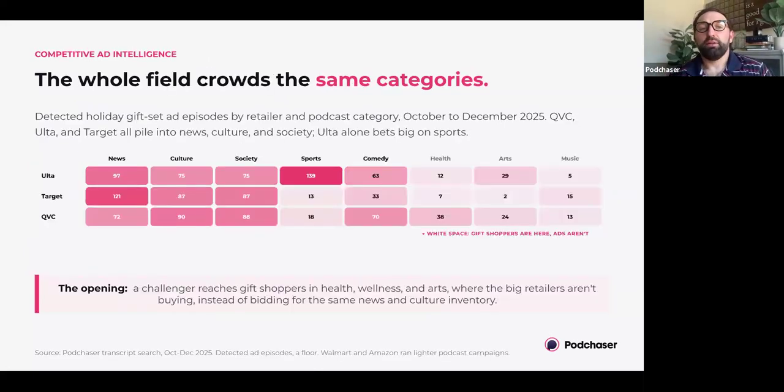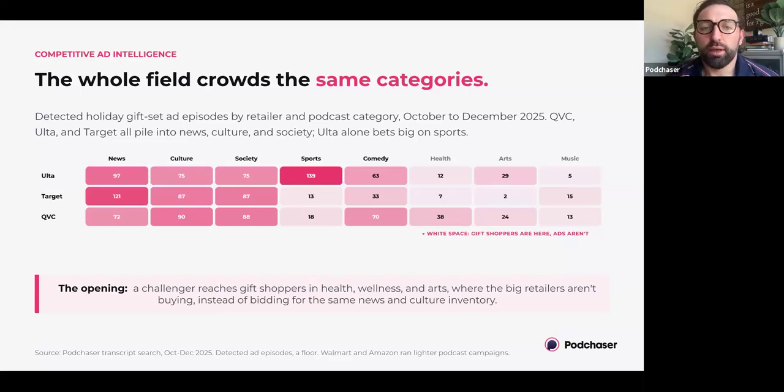This is going to be competitive ad intelligence. So this is looking at the holiday gift set ad episodes that we talked about with the Sol de Janeiro products, Ulta and QVC, as well as Target. And why this is important too is to understand again the total landscape that we're working with, right?